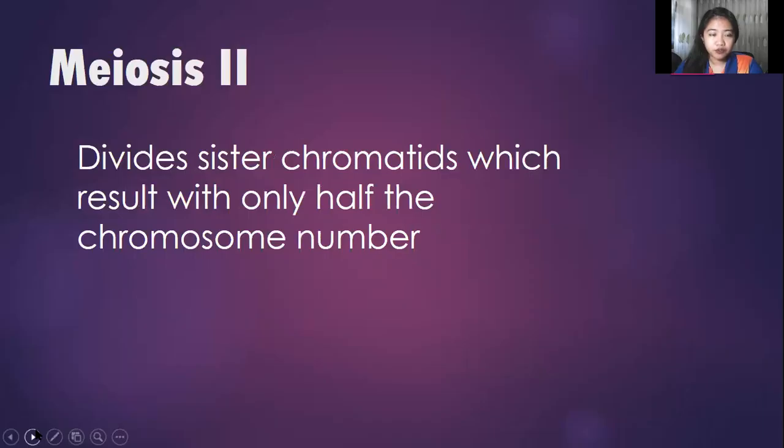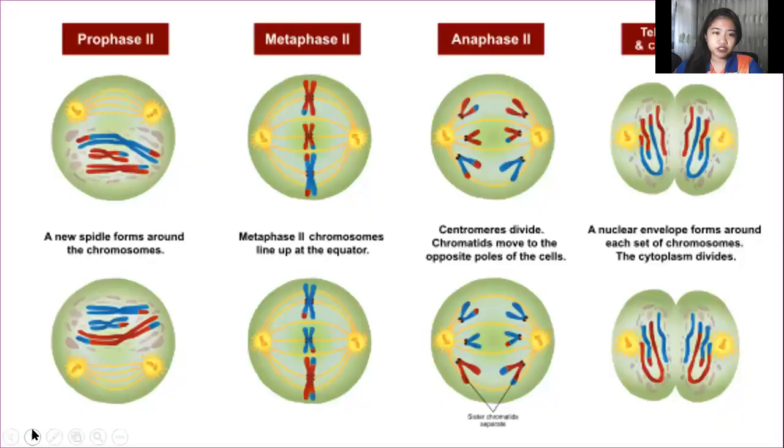So, next, we have meiosis 2. So, what happens in meiosis 2 is that it divides the sister chromatids, which result with only half the chromosome number. So, ito yung mangyayari ngayon sa meiosis 2. Yan. So, yung meiosis 2 natin, halos kapareho lang siya ng mitosis. So, look here, in prophase 2, a new spindle form occurs around the chromosomes. Nagla-line up din sila. Paghihiwalayin yung sister chromatids. Tapos, ganun din. Okay? So, kumbaga, yung nangyari sa meiosis 2, yun na yung ating mitosis.